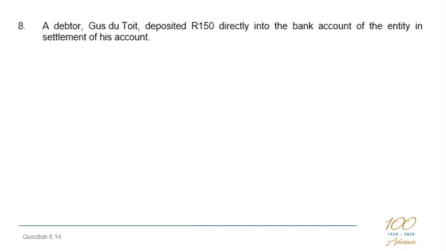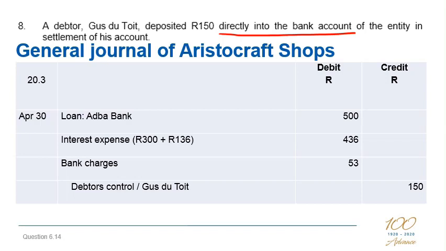Debtor Gus de Tooy deposited 150 Rand directly into the bank account of the entity in settlement of his account. So if it was directly deposited into the bank account, the bank knows about it and we don't. Where do we fix? In the general journal. If the debtor deposited, the debtor will owe me less. So I'm going to credit the asset, credit debtors control, and the name of the debtor. This is for the general ledger, and this one is for the debtors ledger.